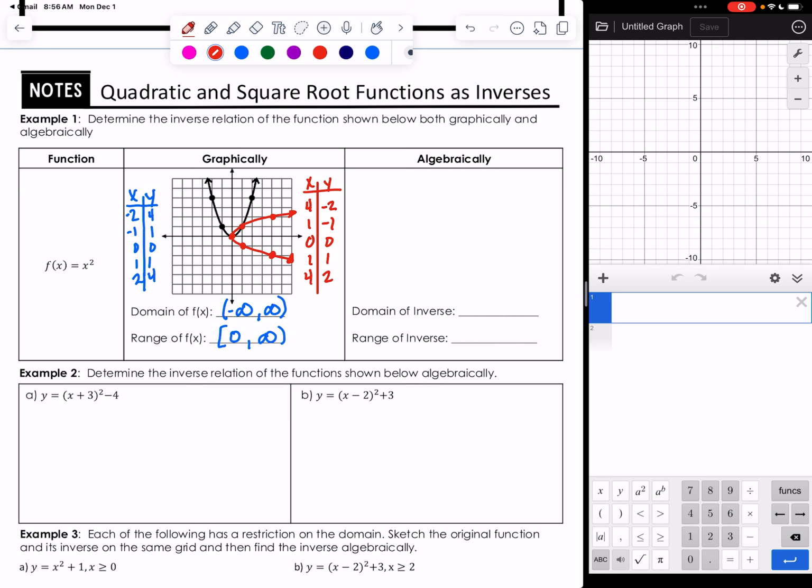Okay. Now, I want you to notice that the inverse is not a function. So we would not want to use this symbol to notate the inverse. We will simply be using this notation when we write the equation y inverse. Okay, this is not a function because it fails the vertical line test.